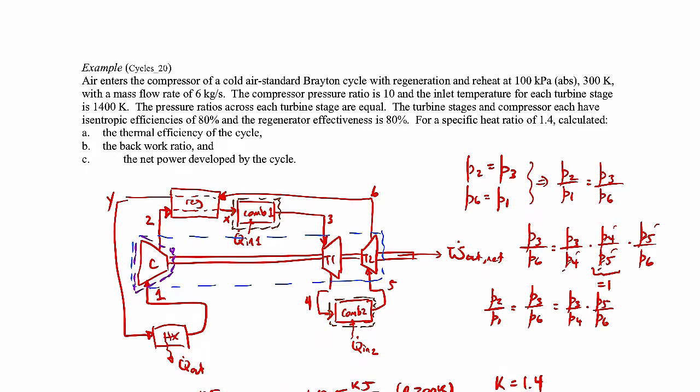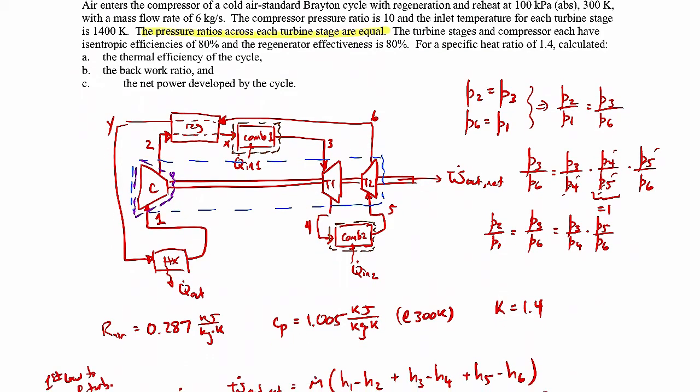So as of right now, we don't know what the pressure drop is across T1 or the pressure drop across T5 is. But if you go back to the problem statement, it says the pressure ratios across each turbine stage are equal. So that means that P3 over P4 is equal to P5 over P6. So this would be P3 over P4 squared, right? Because these are equal. That's given in the problem statement.